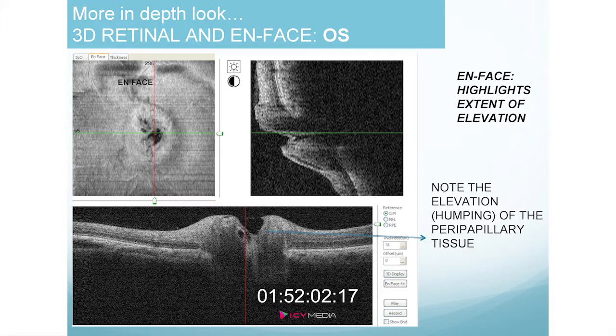The en face box means that we're standing on top of the retina and we're looking down, meaning if it was a normal nerve, we would see no elevation. The nerve would be sitting directly on the retina. But what about a situation like this where the nerve is swollen? Well, clearly, when you look at it, it's going to look like a mushroom. And that's what that en face is pointing out to you, that that tissue is so chemotic and so swollen that you can see a hump there. It highlights the extent of the elevation that you're seeing on the B-scan image.